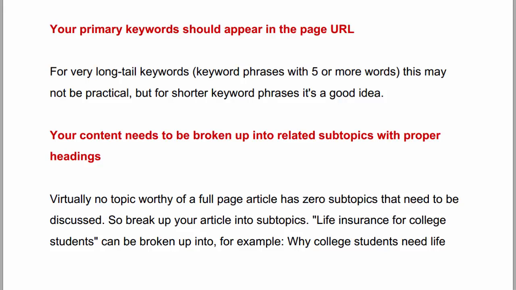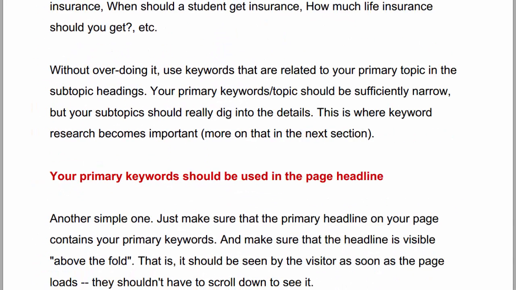Number 4. Your content needs to be broken up into related subtopics with proper headings. Virtually no topic worthy of a full page has 0 subtopics that need to be discussed. So break up your article into subtopics. Life insurance for college students can be broken up into, for example, why college students need life insurance. When should a student get insurance? How much life insurance should you get?